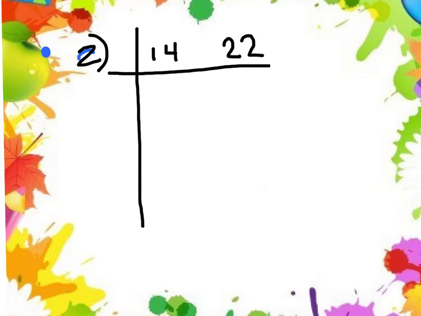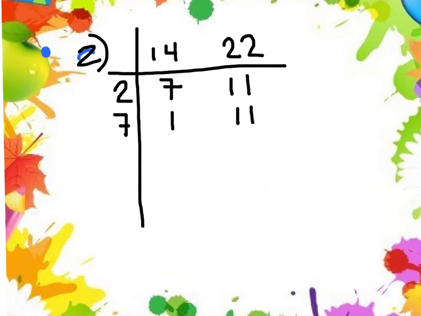Problem number 2 of least common denominator. Let's get the least common denominator of 14 and 22. Both are divisible by 2. We say 22 divided by 2 is 11. The next number that we're going to put here is the 7. And we're going to say 7 divided by 7 is 1.